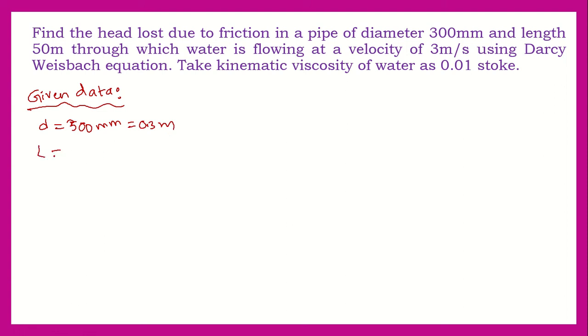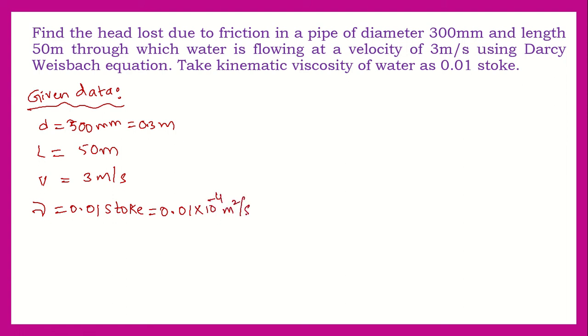Next, length of the pipe is given to us as 50 meters. Next, velocity of flow is given to us as 3 meters per second. Kinematic viscosity of water is given as 0.01 stoke, but stoke is a CGS unit of kinematic viscosity, which we need to convert into the SI system. So multiply with 10 power minus 4, giving 10 power minus 4 meters square per second.